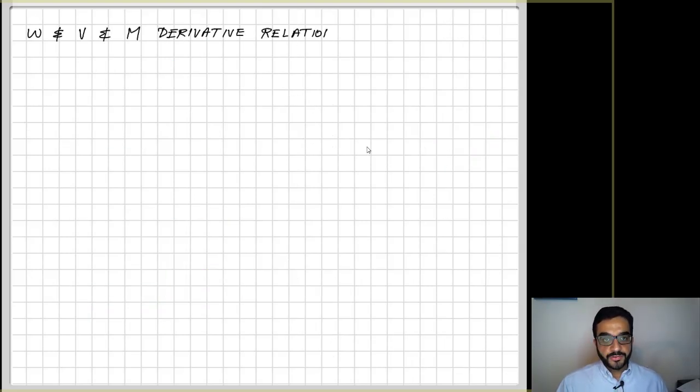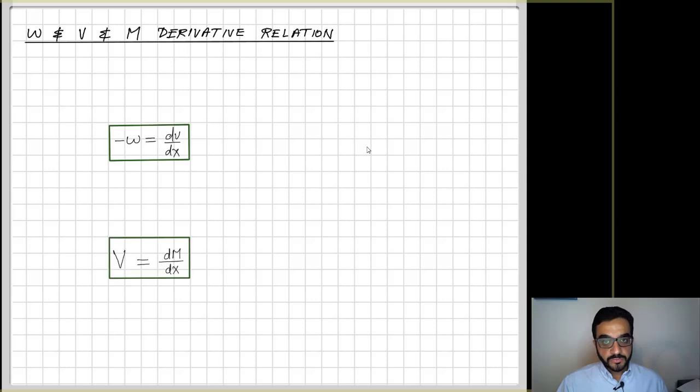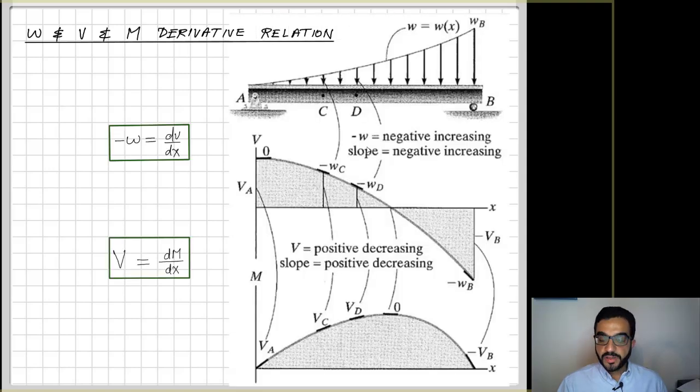So let's summarize here the load, shear, and moment derivative relationships. If I have this beam here, of course this is not a uniformly distributed load, it's a parabolic distributed load as a function of x. So the value of the load is the slope of the shear diagram. You can see here at point A, the value of the load is 0, so that means a 0 slope for the shear. So the slope here is horizontal.